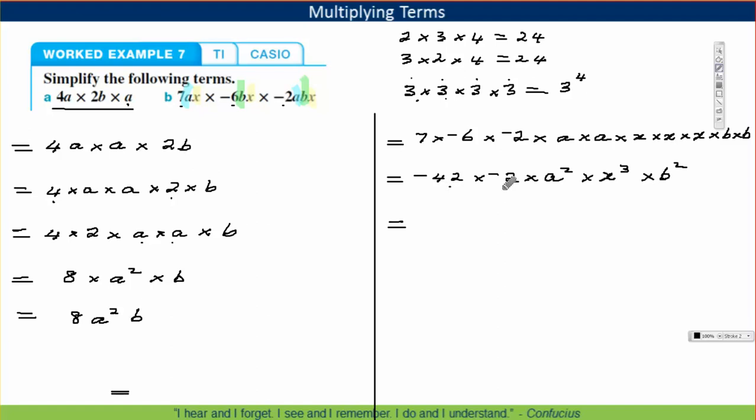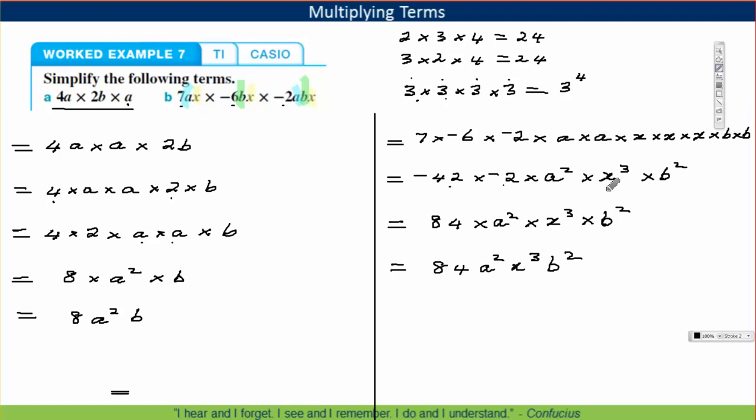Okay, final step, let's write out the answer. Negative 42 times negative 2. If you're not sure, use your calculator, but that's positive 84. That's times by a squared, times by x cubed, times by b squared. And so the final answer is 84 a squared x cubed b squared.